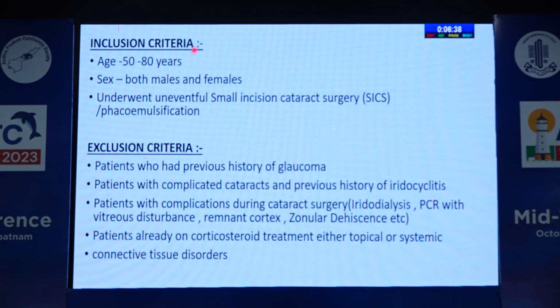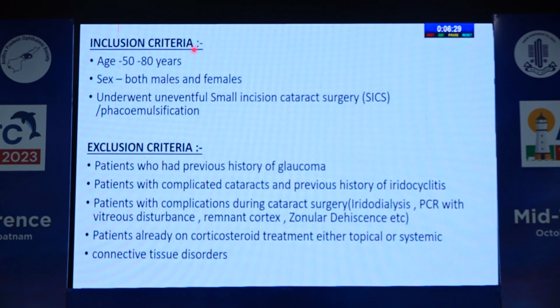In our study we have seen patients from 15 to 80 years of age group, and all of these patients underwent either uneventful small incision cataract surgery or phacoemulsification. Exclusion criteria were pre-existing glaucomas, previous comorbidities like iridocyclitis, and peroperative complications like PCR or vitreous disturbance, remnant cortex or zonal dehiscence, etc. Patients already on corticosteroids, systemic or topical, and those with connective tissue disorders were also excluded.